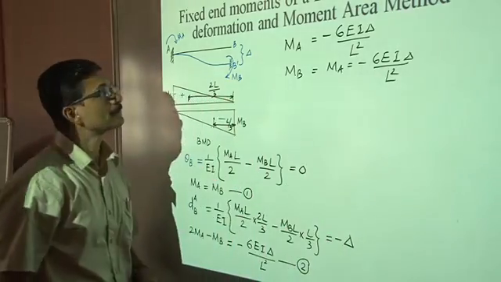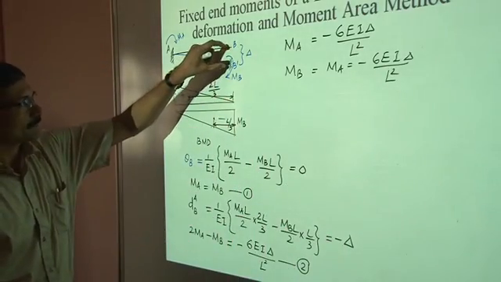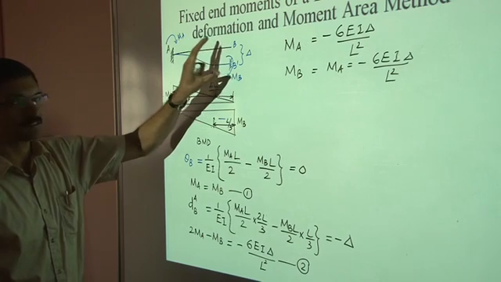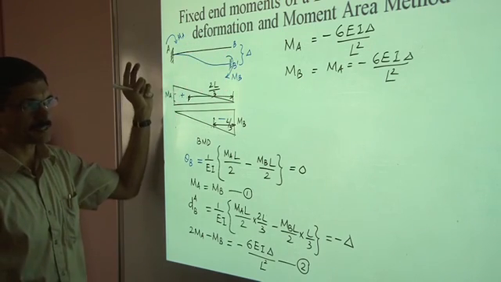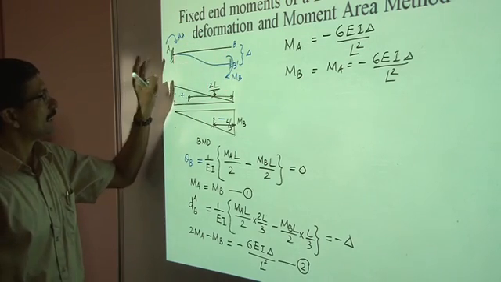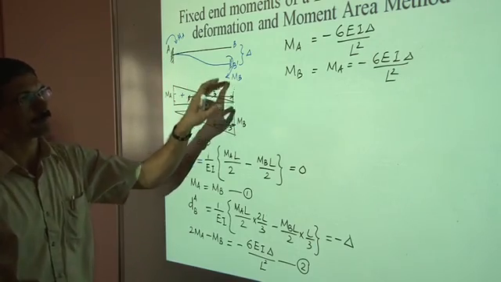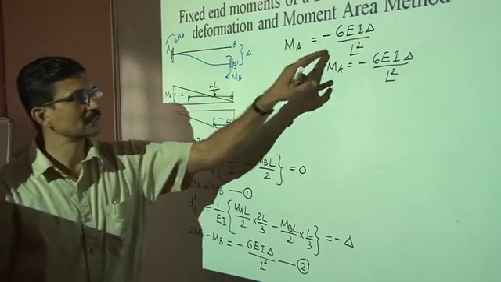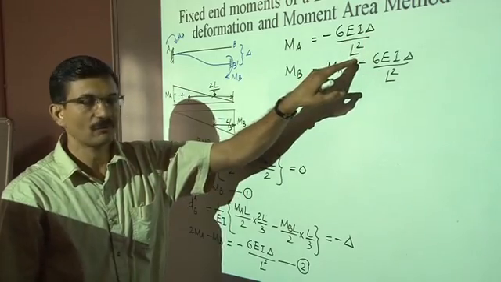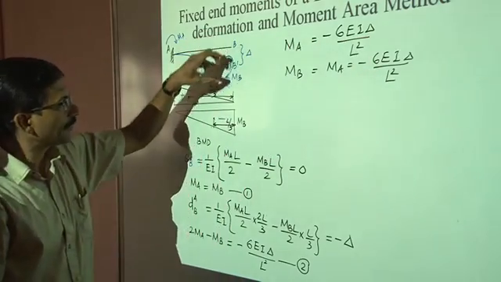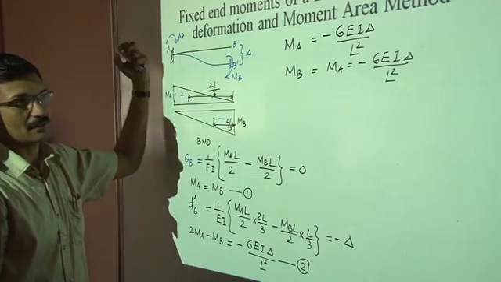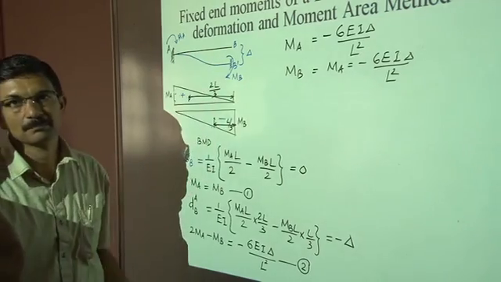So in essence, if there is a lowering of the right end of the fixed beam with respect to the left end, the moments induced at the left and right ends would be anti-clockwise 6EI delta divided by L square, where delta is the lowering of the right end with respect to the left end. E, I, L are the properties of the beam.